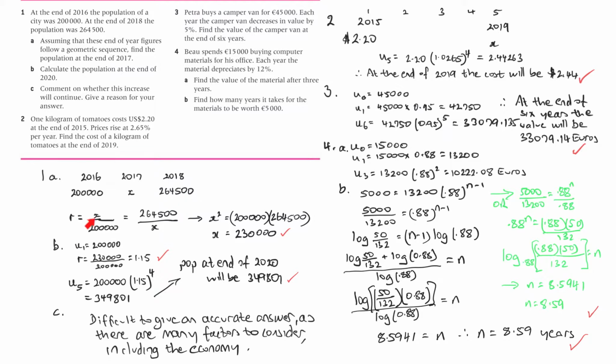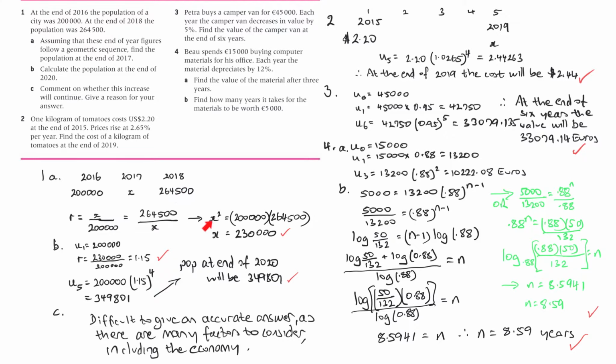Well, we can find R using this, because R is X over 200,000, remember? U2 over U1. That should equal, it says assuming these figures follow a geometric sequence, so we know it's a geometric sequence, so we can do this. X on 200,000 should equal 264,500 on X. Remember, U2 over U1 equals U3 over U2.